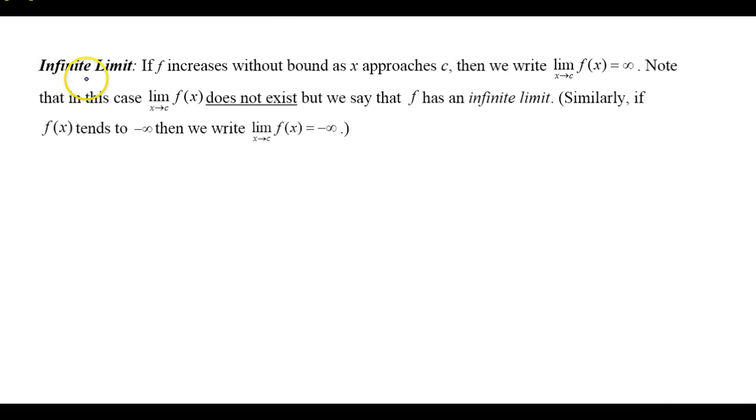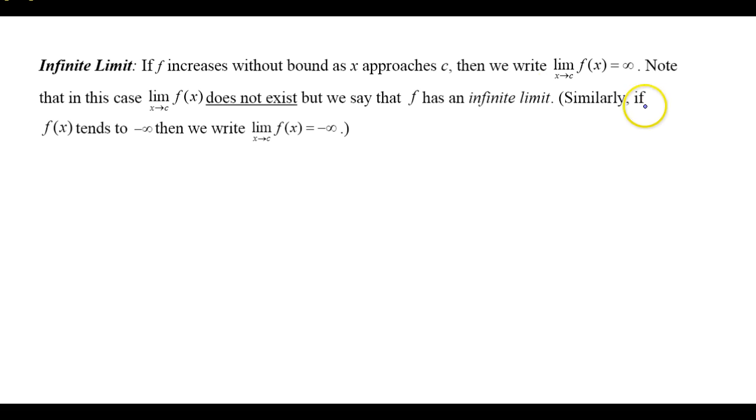Let's look at the definition of an infinite limit. If f, some function, increases without bound as x approaches c, then we write the limit as x approaches c of f of x equals infinity. So don't be fooled here. Even though we're writing equals infinity, infinity is not a number. So note that in this case, the limit as x approaches c of f of x does not exist, but instead we say that f has an infinite limit.